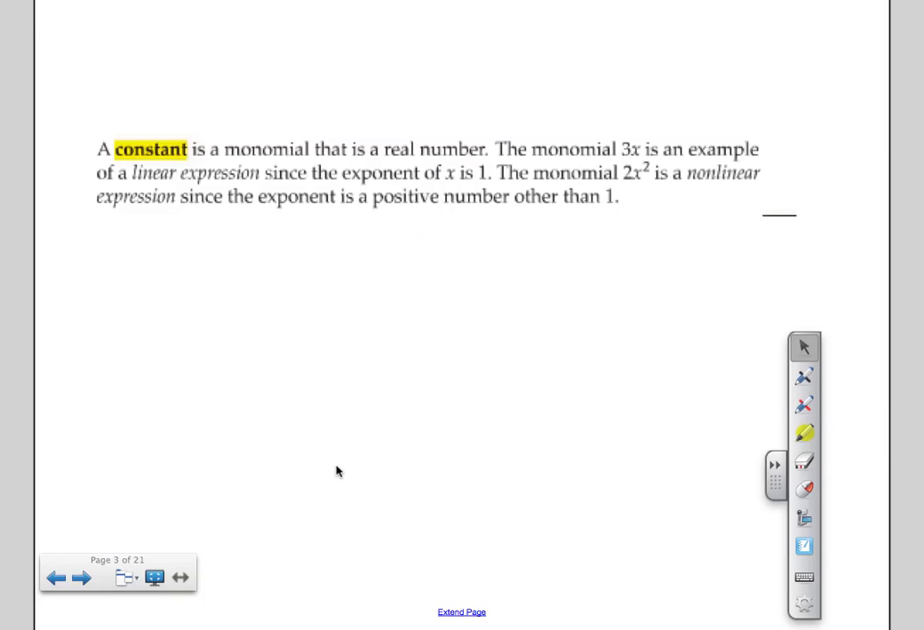A constant is a monomial that is a real number. The monomial 3x is an example of a linear expression. That means when you graph it, it's going to be a line. That's because the exponent is 1.